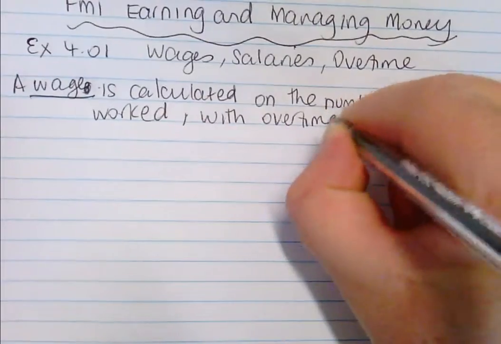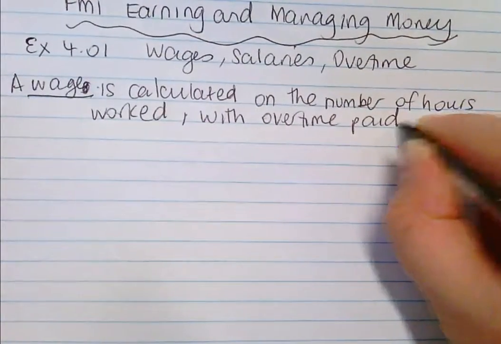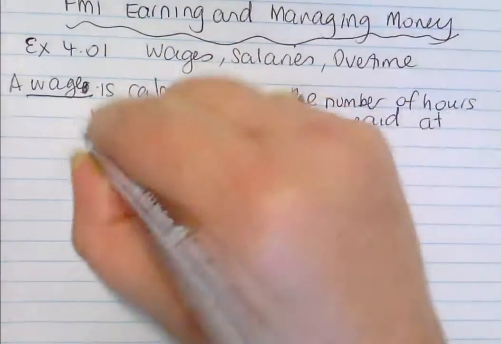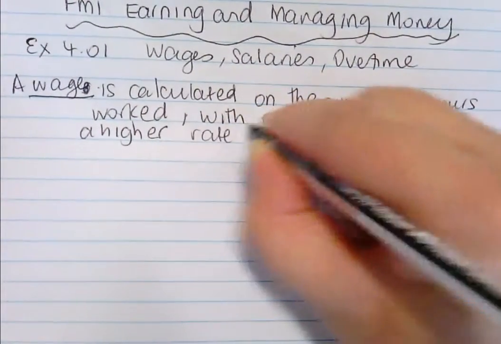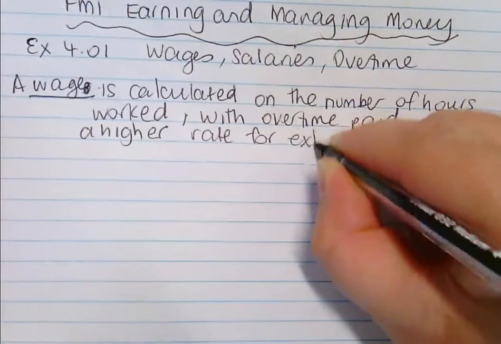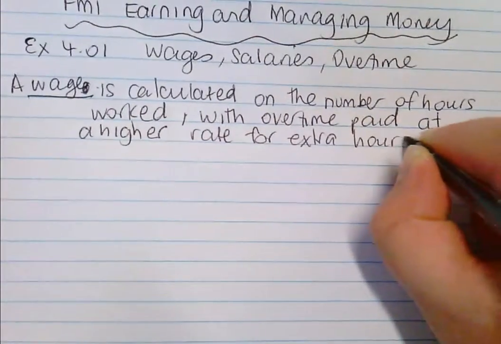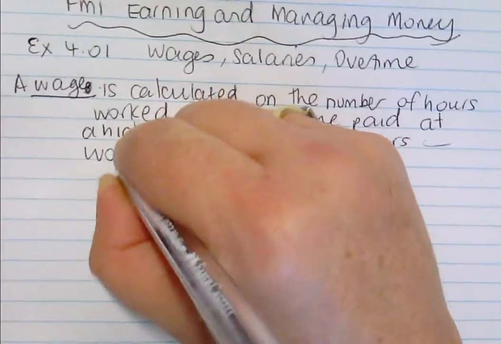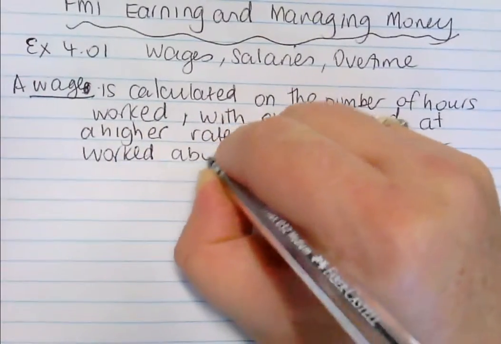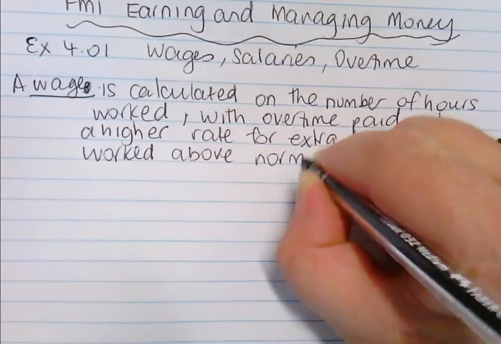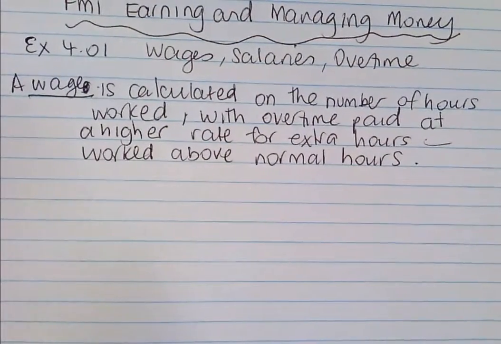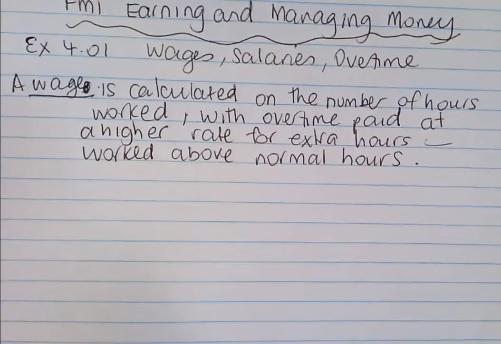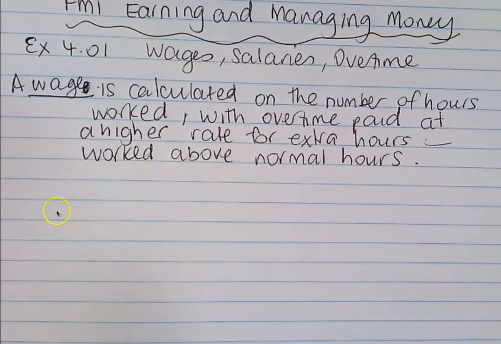With overtime paid at a higher rate for extra hours worked above normal hours. Okay, so a wage is calculated on the number of hours worked with overtime paid at a higher rate for extra hours worked above normal hours.